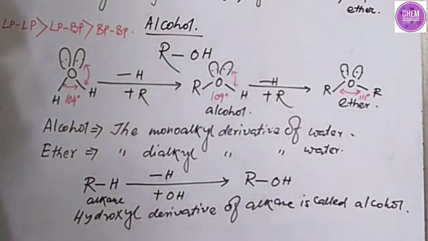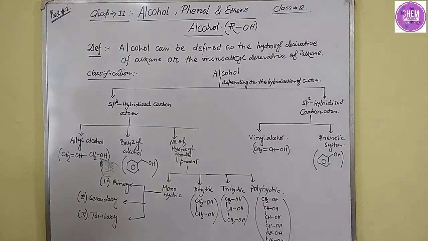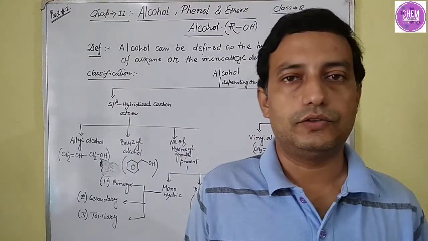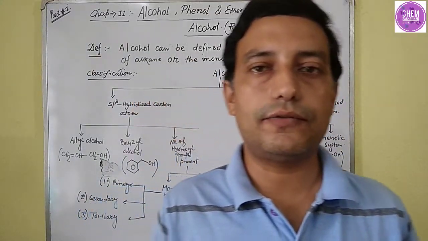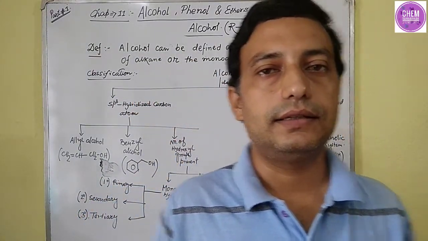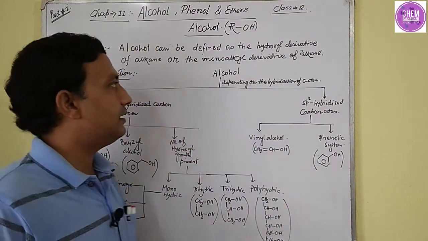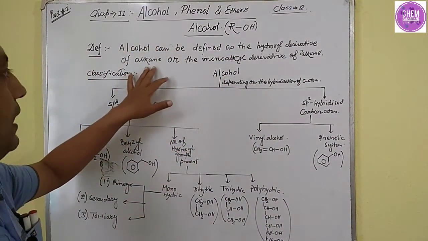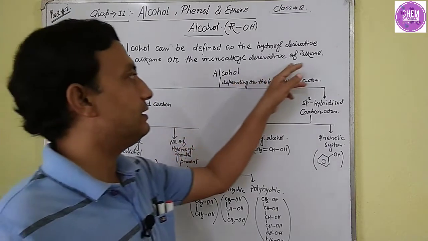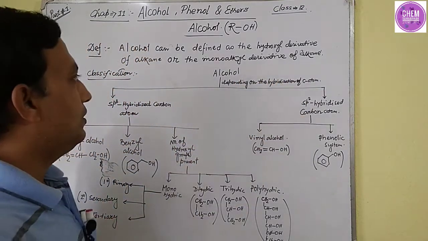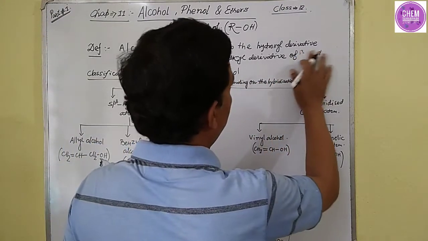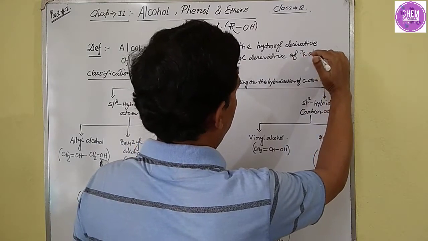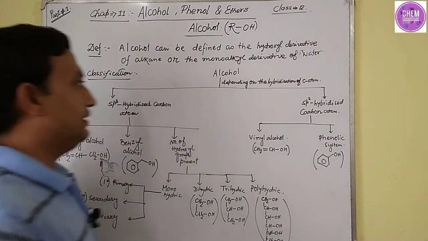What is the definition of alcohol? Alcohol can be defined as the hydroxyl derivative of alkane or the monoalkyl derivative of water. These are the two definitions.